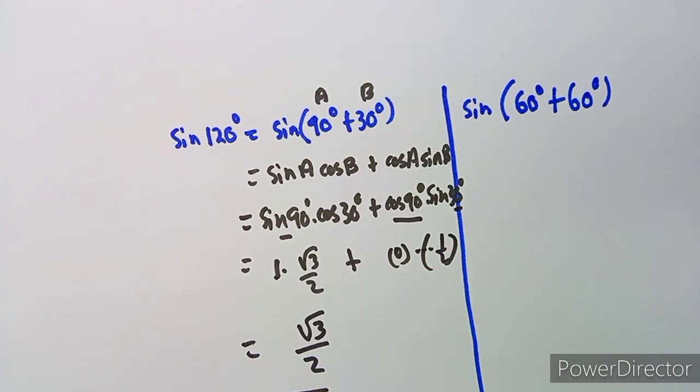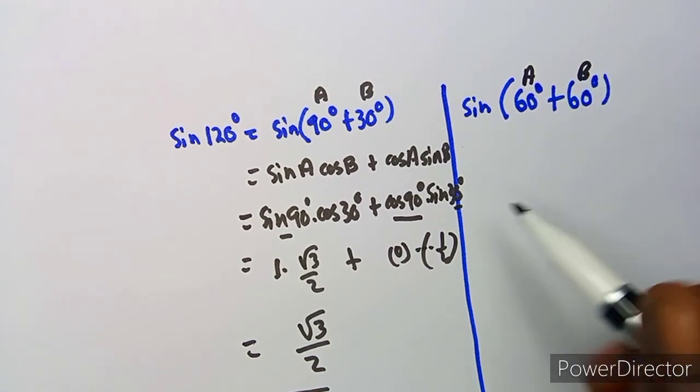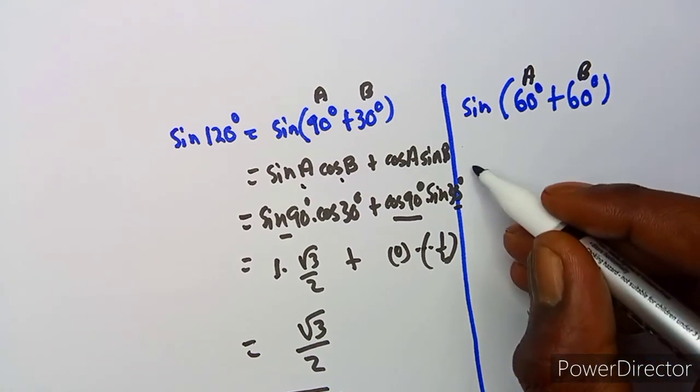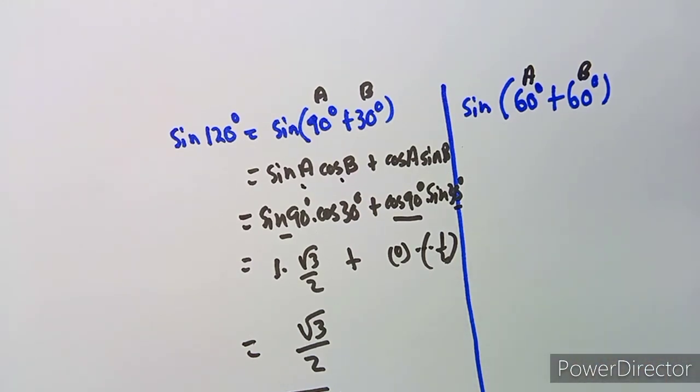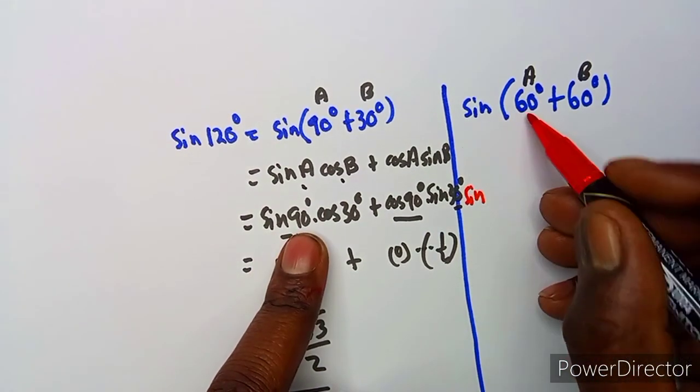And maybe I didn't see this in the exam, and I'm stuck with the angles. I just see 60 and 60. I'm going to apply the same thing. So as you can see, taking them to be A and B just like that, you're going to have sine A cos B plus cos A sine B. So which means this one is going to give us, okay, let me just put it from this one, it will be just like this: sine 60 degrees.